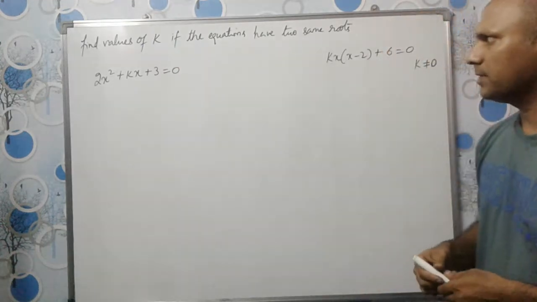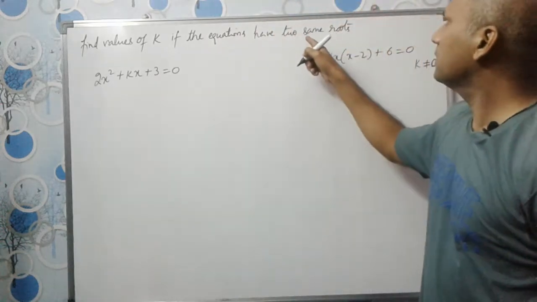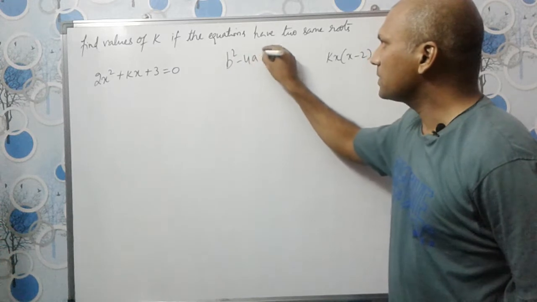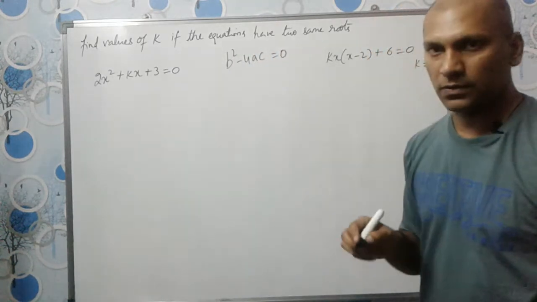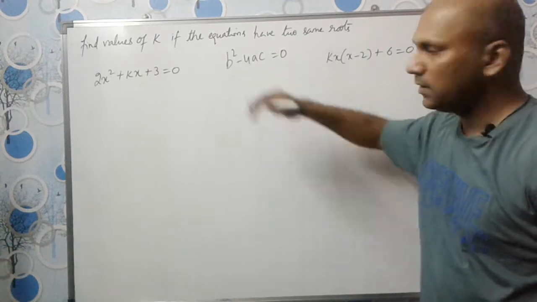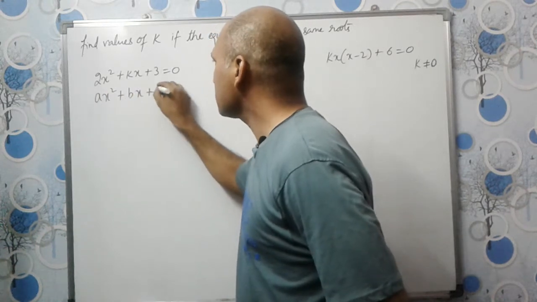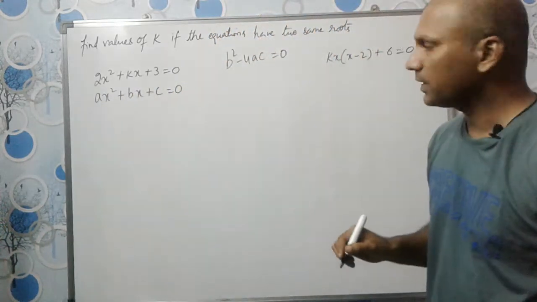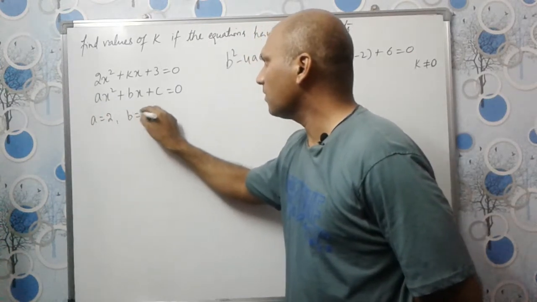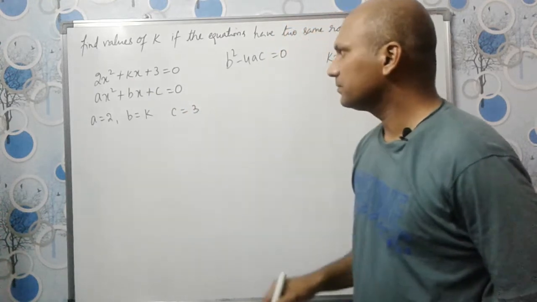Very important concept. See, first thing, if the equation is having same roots, discriminant, that is b square minus 4ac, should be equal to 0. We have learned this in one of our previous videos. Let us compare this with ax square plus bx plus c is equal to 0. What is the value of a? It is equal to 2. What is the value of b? It is equal to k, and c is equal to 3.